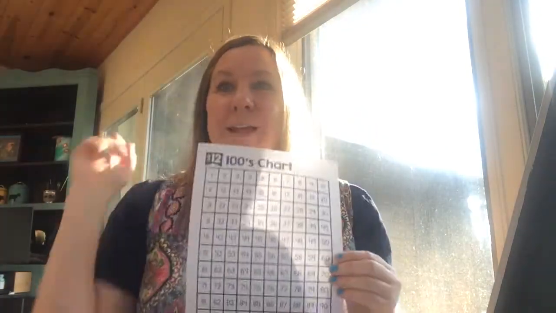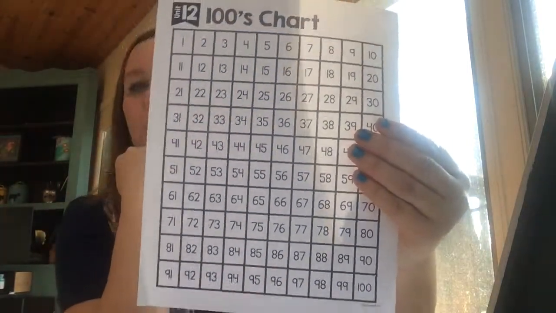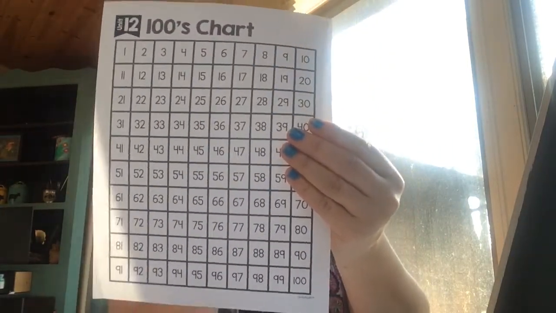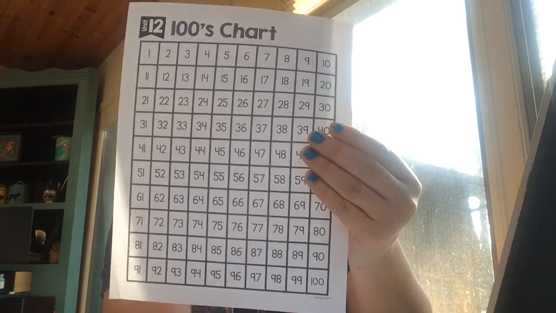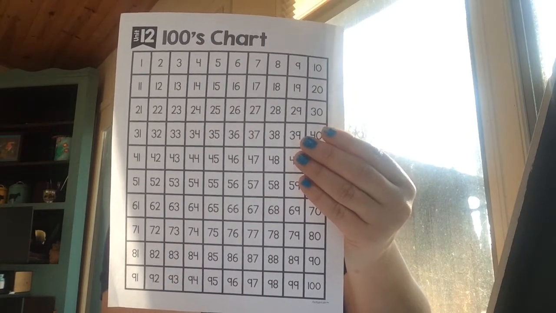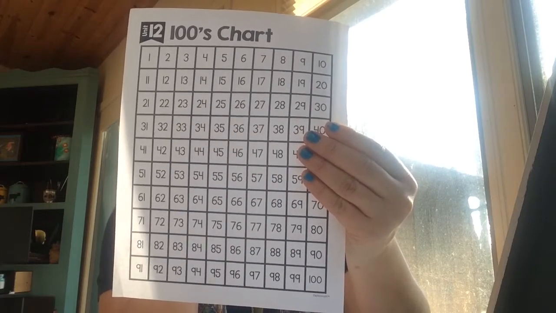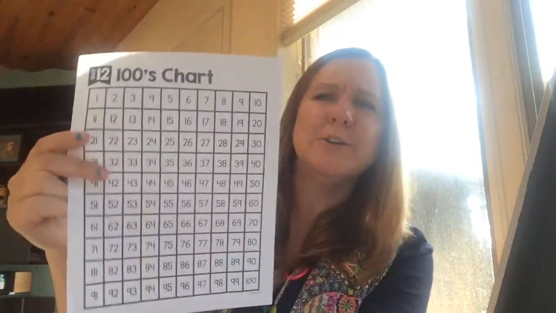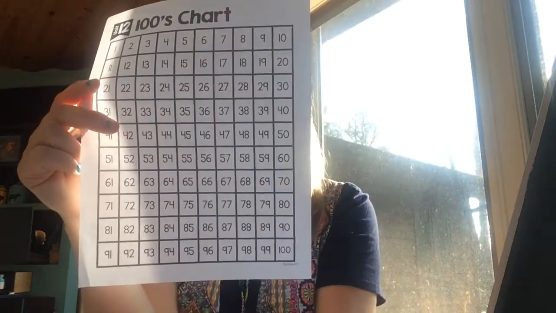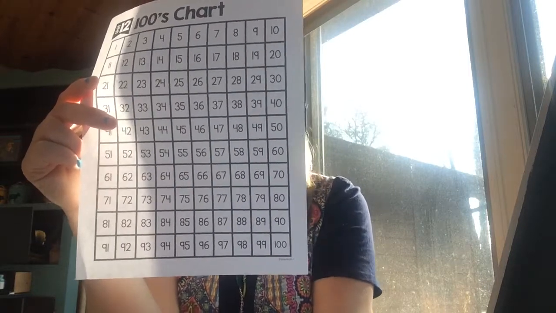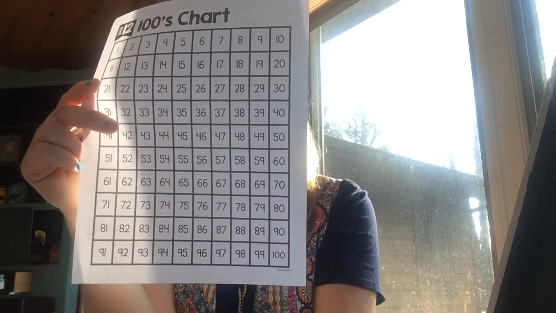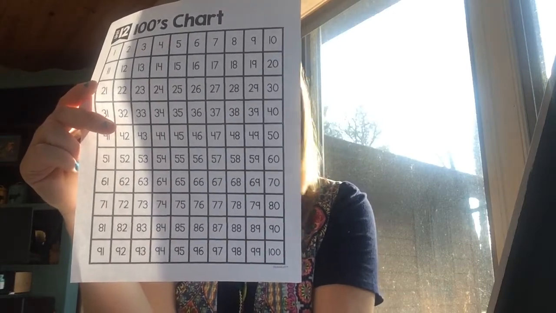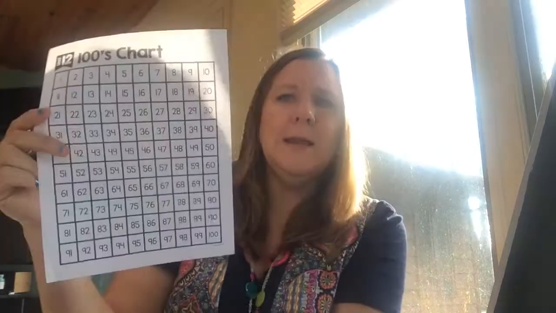Count by fives. Go. 5, 10, 15, 20, 25, 30, 35, 40, 45, 50, 55, 60, 65, 70, 75, 80, 85, 90, 95, 100. Excellent. Count by tens. Remember, that's the whole column here. We're going to go to 120, though. This is only to 100. 10, 20, 30, 40, 50, 60, 70, 80, 90, 100, 110, 120.